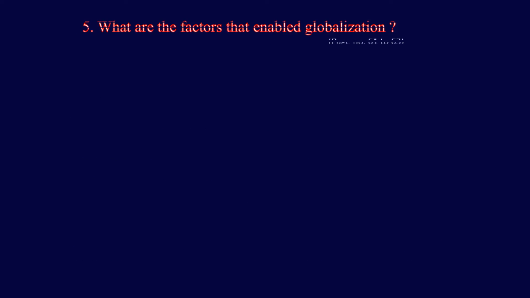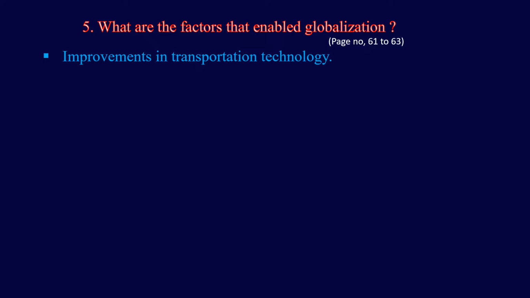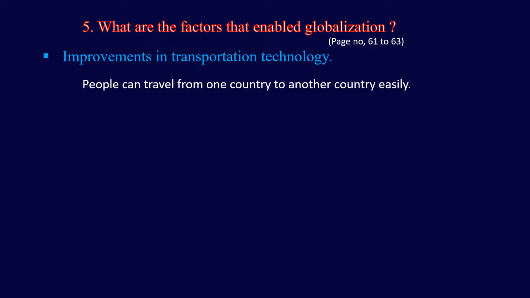What are the factors that enable globalization, or what are the factors affecting globalization? The first major factor affecting globalization is improvements in the transportation technology. Today we have modern means of transportation, airways, waterways, metros. We can travel from one place to another easily. Even heavy goods can be transported easily from one place to another place. Thus, improvements in the transportation technology is a major factor in the process of globalization.